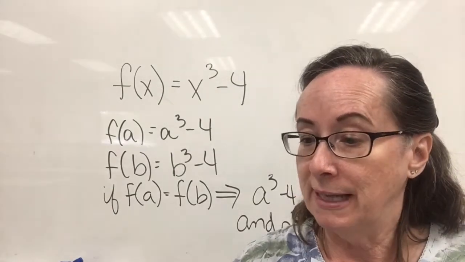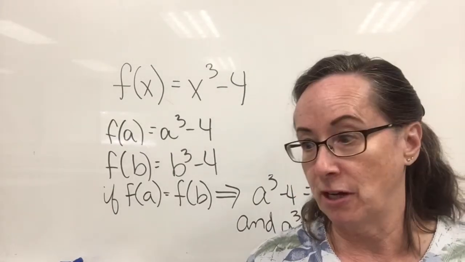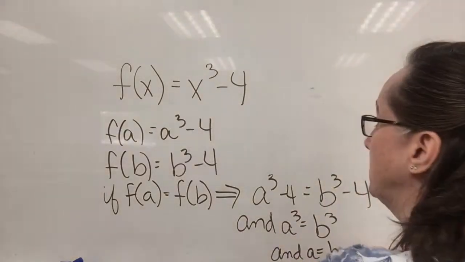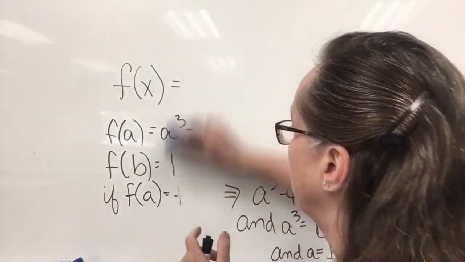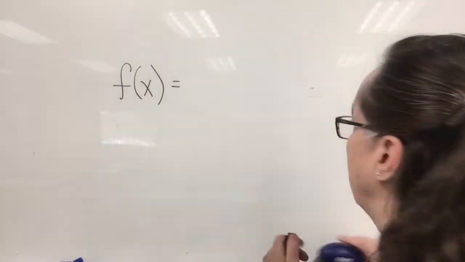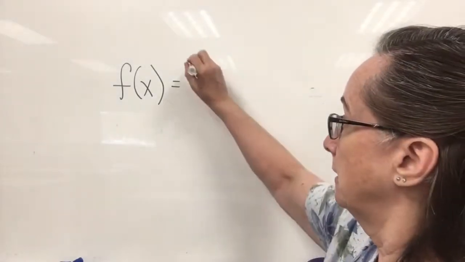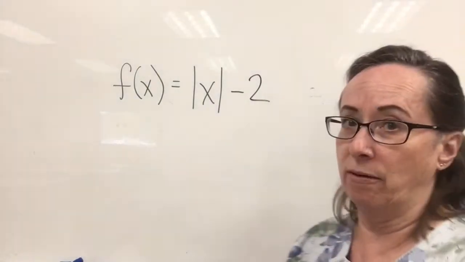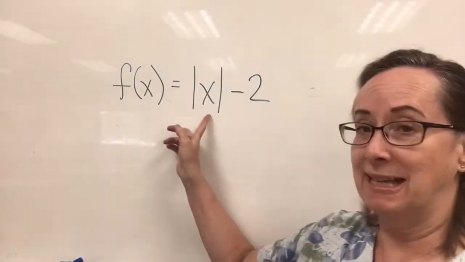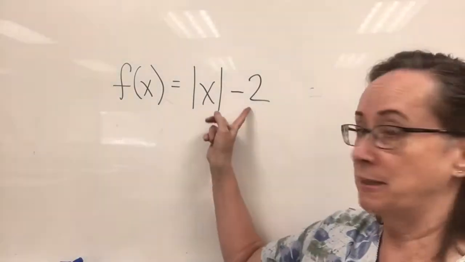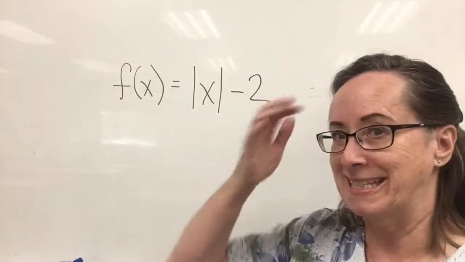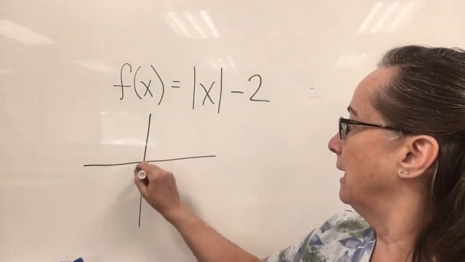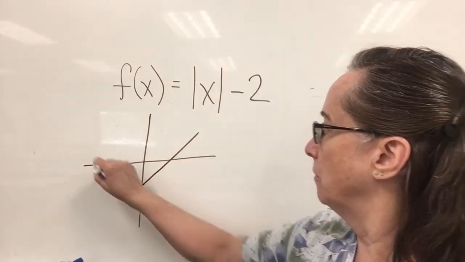Okay, so the next problem was proving that the function f is not 1 to 1. And the function that they have here for this one is f of x is absolute value of x minus 2. Okay, now absolute value of x is a v-shaped function dropped down 2. Okay, we should be able to see it in our brain, and we should know it's not 1 to 1 because it is a v-shape dropped down 2, like this.